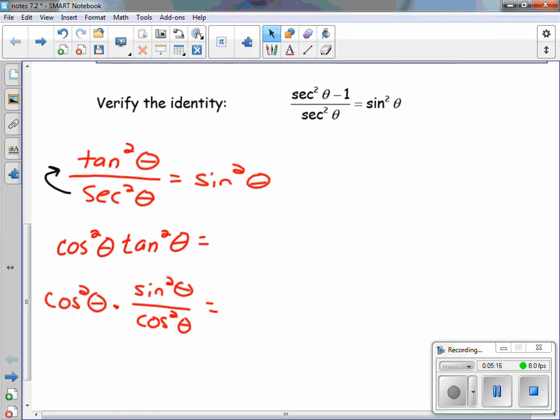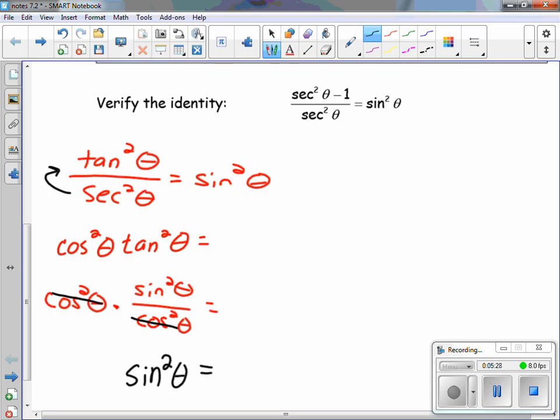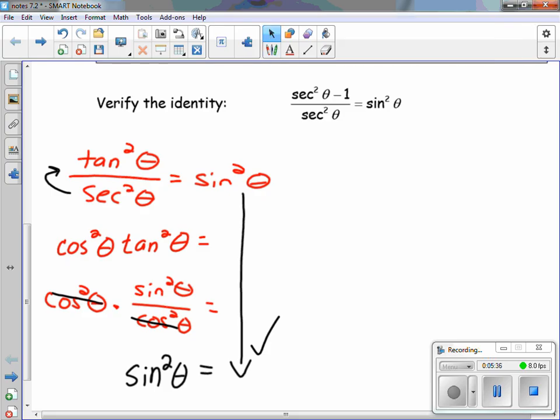And now, since we know that tangent squared is equal to sine squared over cosine squared, what happens to the cosine squareds? They cancel out, and we are just left with sine squared theta. So we would have sine squared theta equals sine squared theta. That identity is verified. I'll just put a check. So you could write out sine squared theta as you work your way down, or you can just draw an arrow down at the end. Okay. Any questions on that?